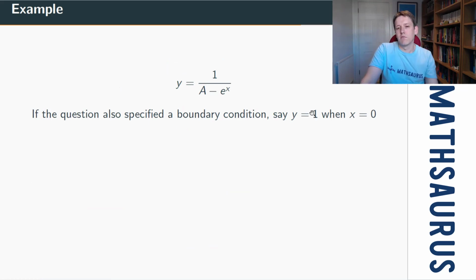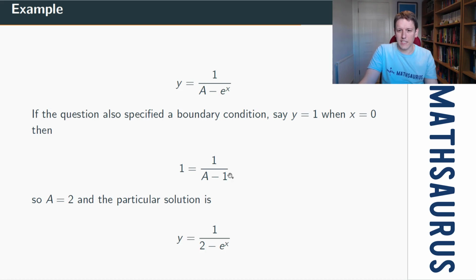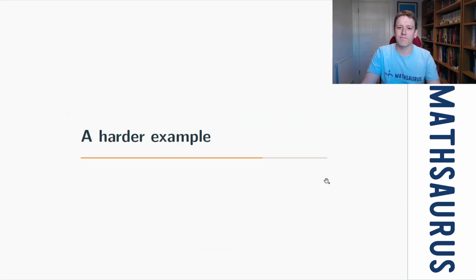So, as an example, if x equals 0 and y equals 1, you can plug in x equals 0 here. e to the 0 is 1, so we get A minus 1 is 1, and A equals 2, and our particular solution for this equation would be y equals 1 divided by 2 minus e to the x.